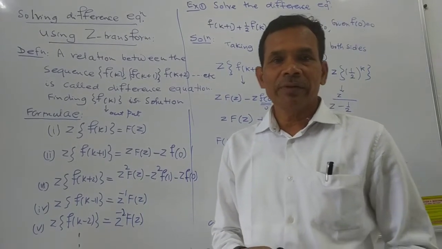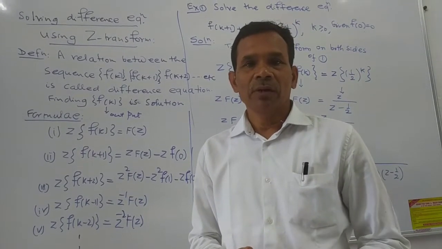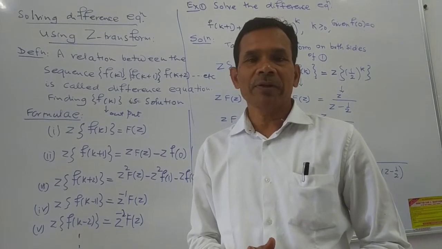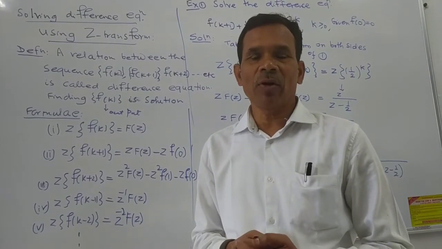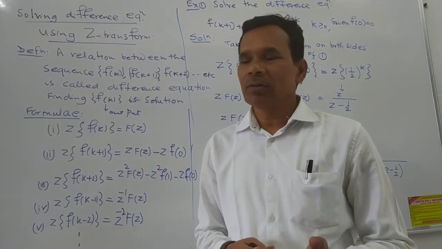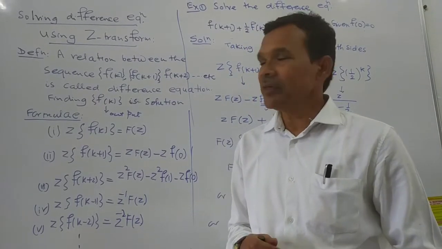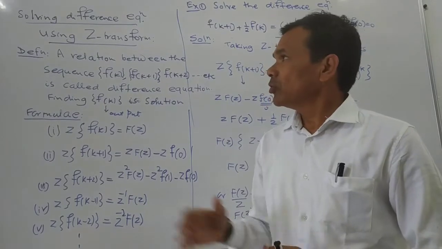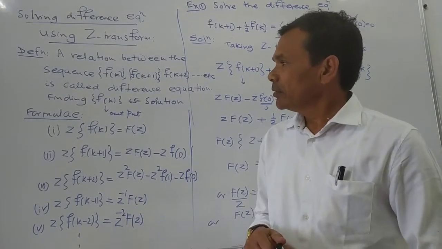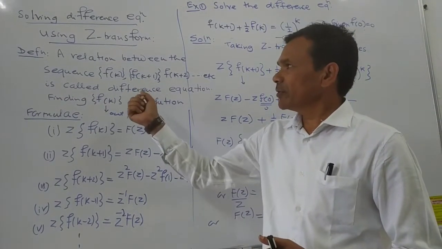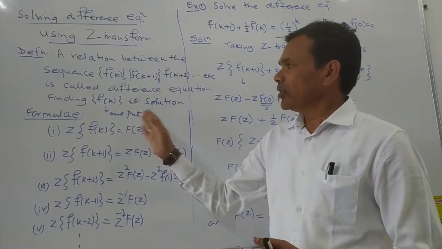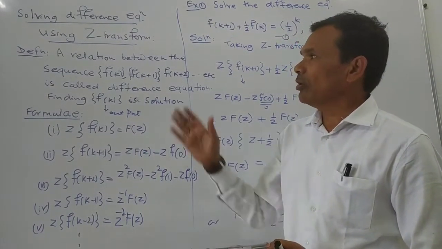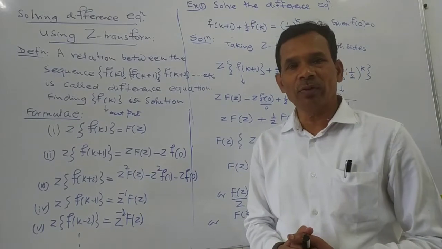So earlier we have seen the applications of Laplace transform to solve initial value problems. So there you need to find f of t. Now here we are concerned with the sequence, so we need to find f of k, that sequence which is the output of the system. So, solving difference equation using Z transform.